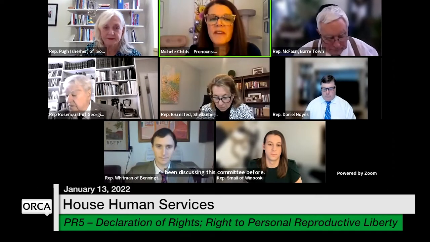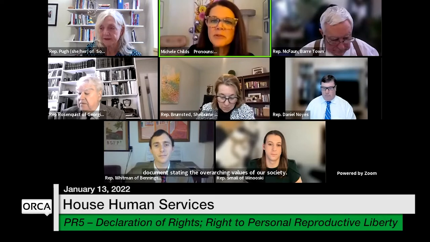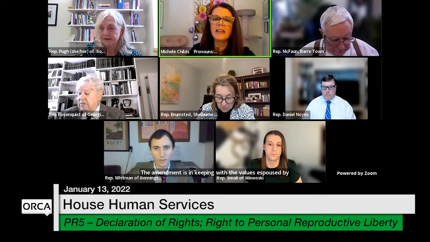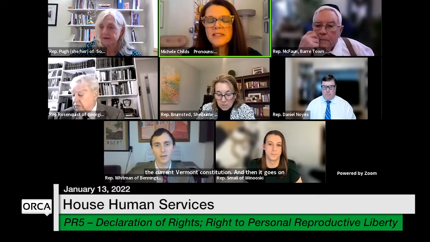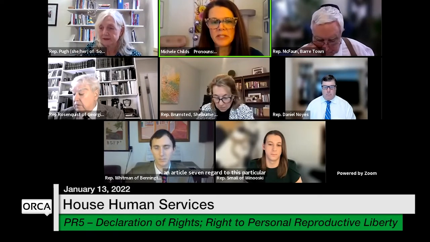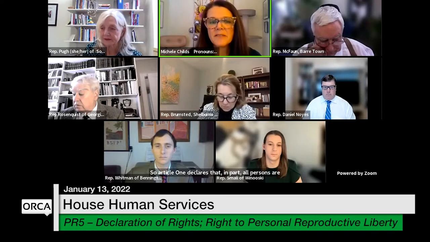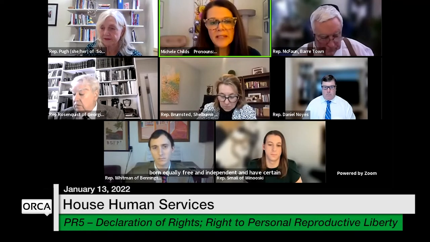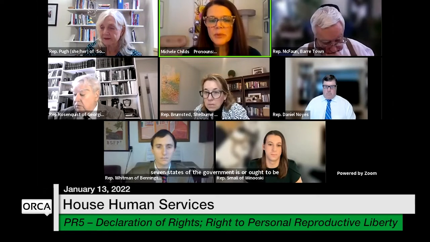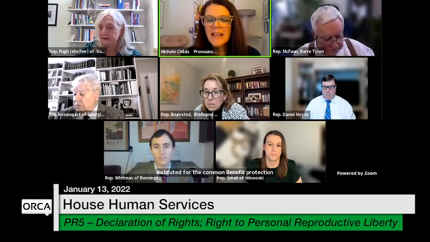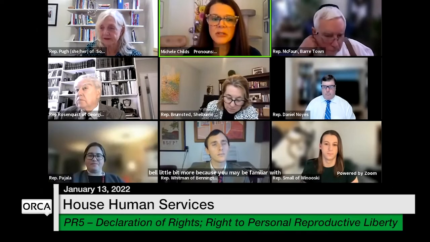The second line is that the Constitution is our founding legal document stating the overarching values of our society. The amendment is in keeping with the values espoused by the current Vermont Constitution. And then it goes on to specifically identify provisions in Article 1 and Article 7. Article 1 declares, in part, that all persons are born equally free and independent and have certain natural, inherent, and unalienable rights. Article 7 states that the government is or ought to be instituted for the common benefit, protection, and security of the people. That one may ring a bell because you may be familiar with the Common Benefits Clause.